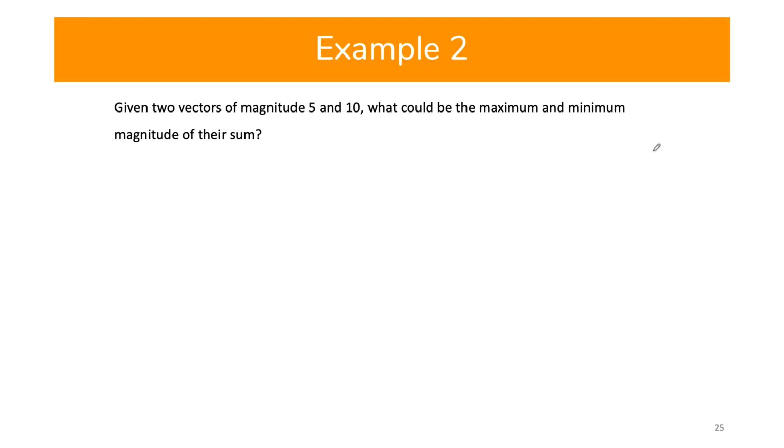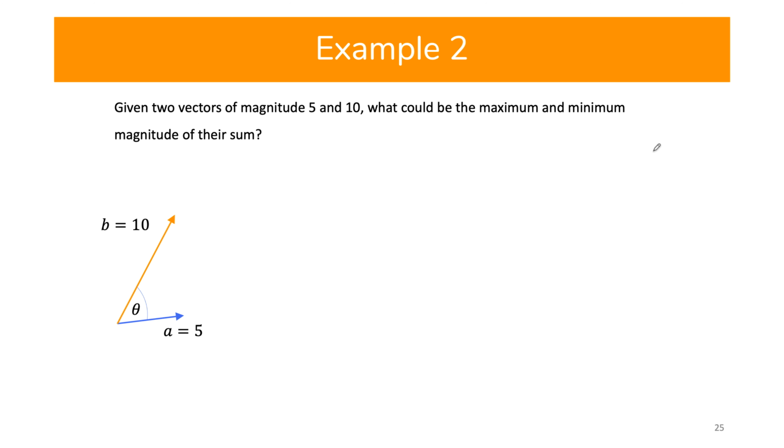Here is a second example. Given two vectors of magnitude 5 and 10, what could be the maximum and minimum magnitude if we sum them up together? Well, that's all we got from the question. What are we going to do?